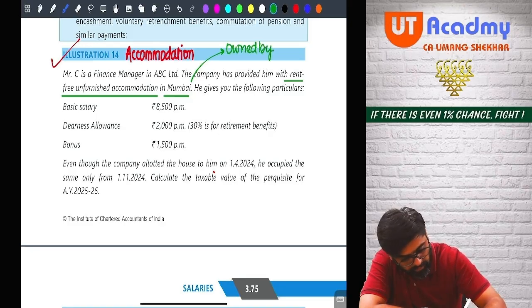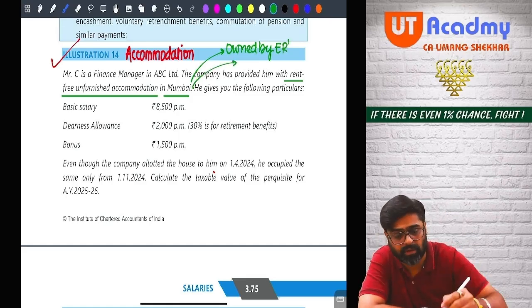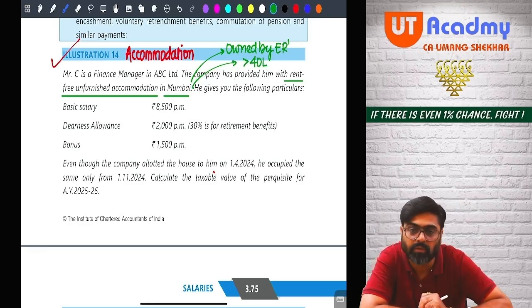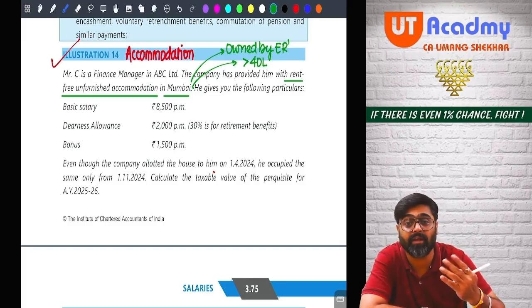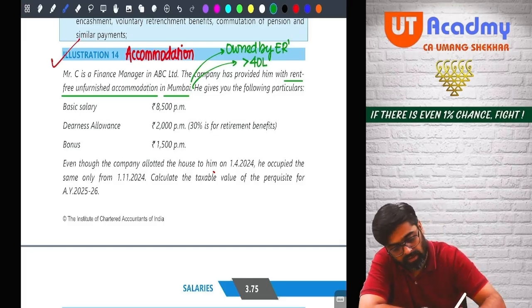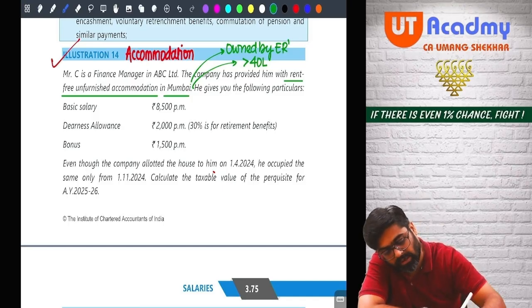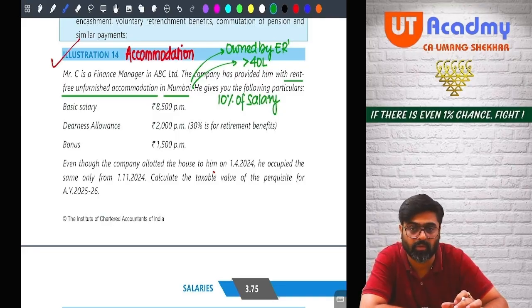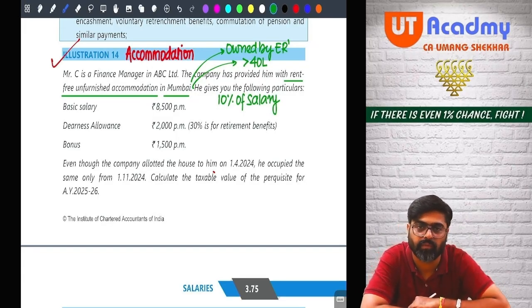Owned by employer? And if it is in Mumbai, can I say Mumbai has, as per 2011 census, a population of greater than 40 lakhs? So the accommodation which was given, owned by the employer and given in a place where the population is more than 40 lakhs, for this accommodation, how much is the taxable value? Come on, tell me. 10% of salary. Now I know that I have to calculate this amount because this amount is a taxable amount.